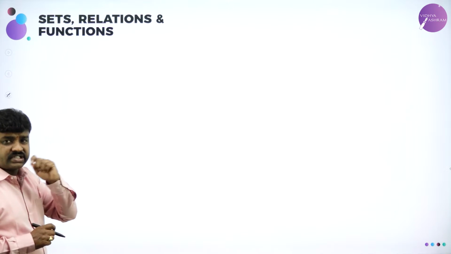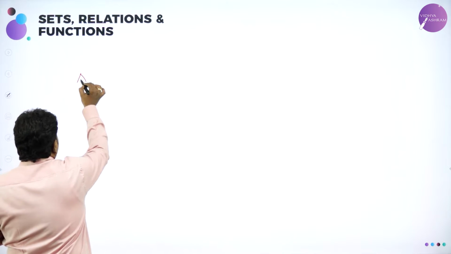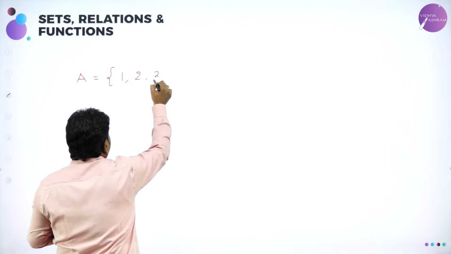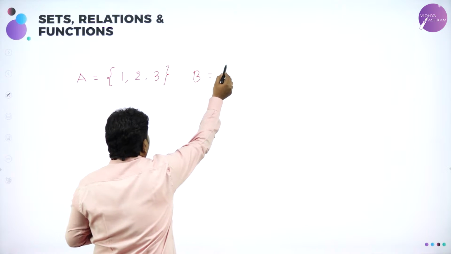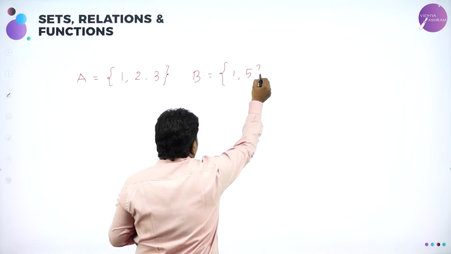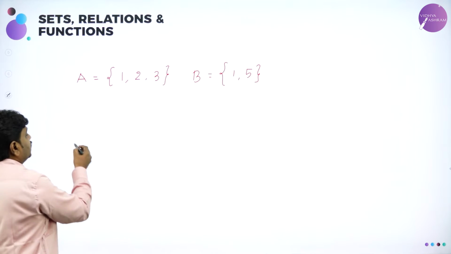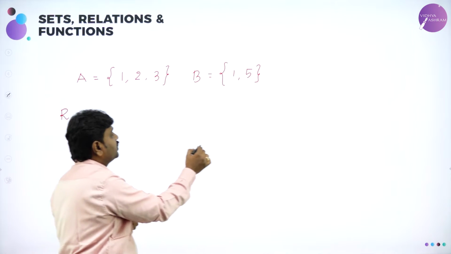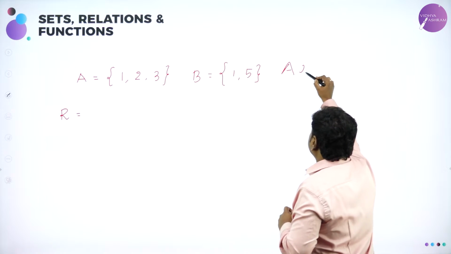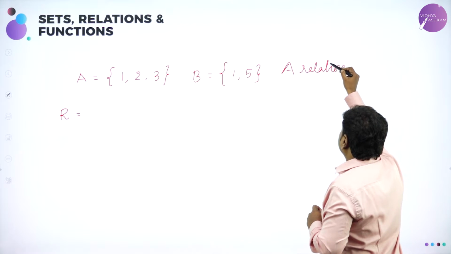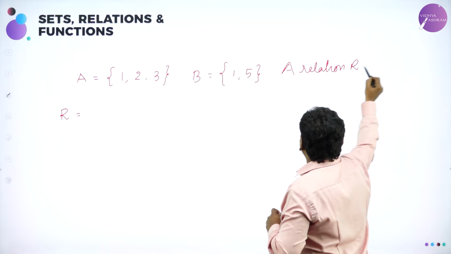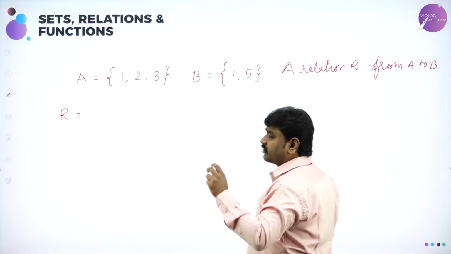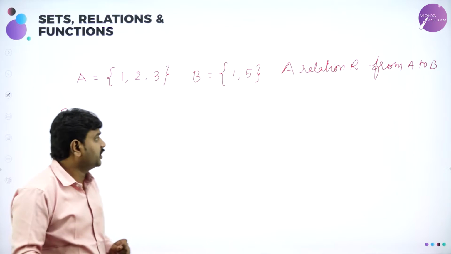Then, let us take one more interesting and simple problem. Let us consider A equal to 1, 2, 3, simple, and I'll take B equal to 1, 5. Now let us consider a relation R from set A to set B. I am writing a relation from one set to another set, that is from set A to set B.